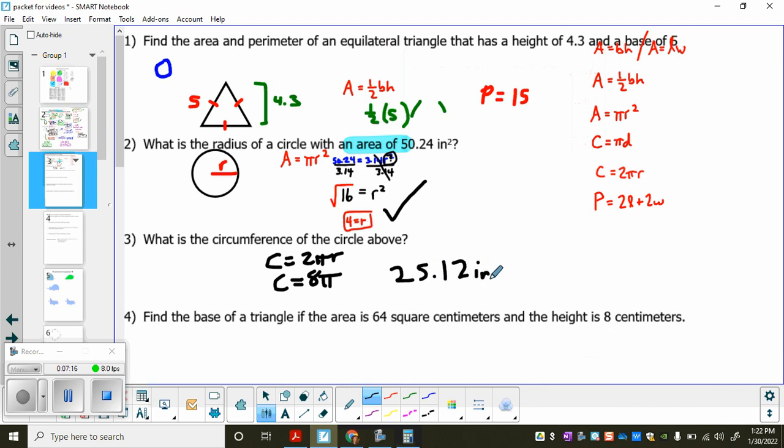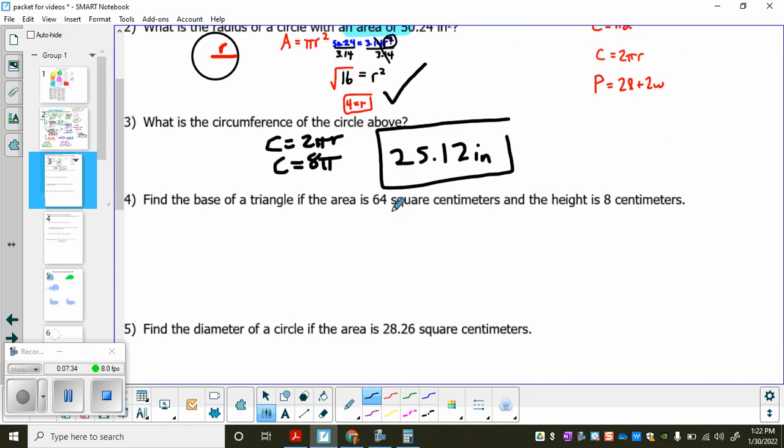All right, 25.12 inches. So friendly reminder, it is fair game that if I give you the area of a circle, you can use that to turn around and tell me the circumference. The one step that's in between though is that you would need to find the radius like we did here.